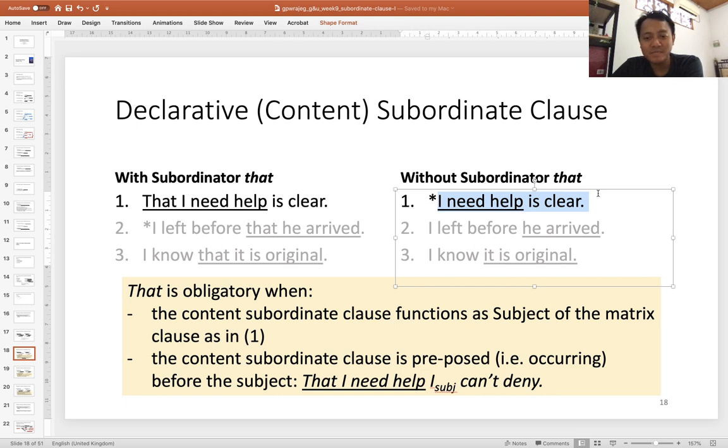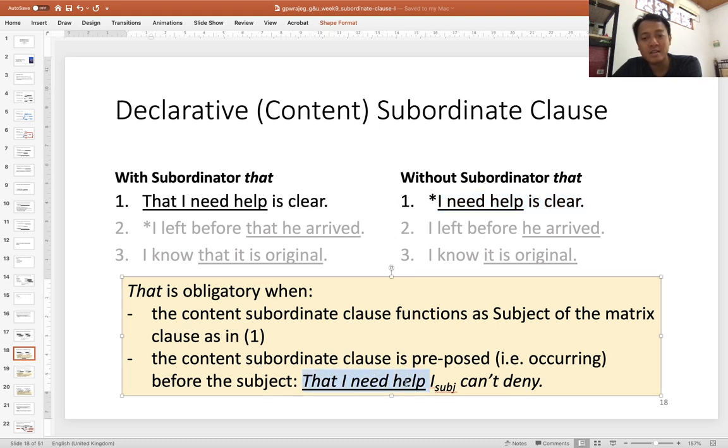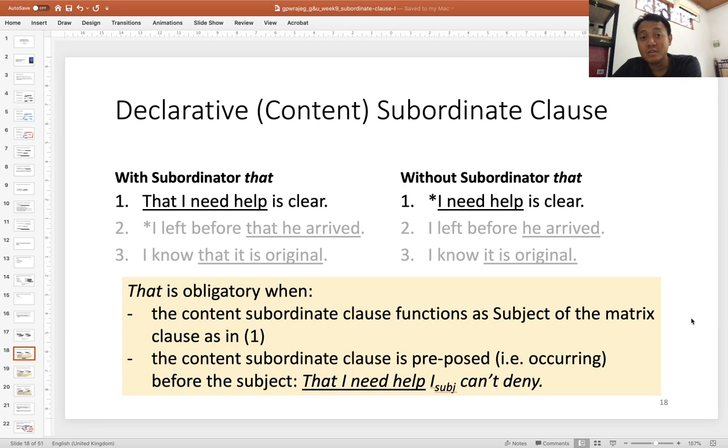You can also have that in a subordinate clause that is preposed. Preposed means it occurs before the subject, so: that I need help, I can't deny. So here the subordinate clause that I need help occurs before the subject I. In that case, you need that subordinate clause. So that's the condition when you need the that subordinate, when the that subordinate is obligatory.